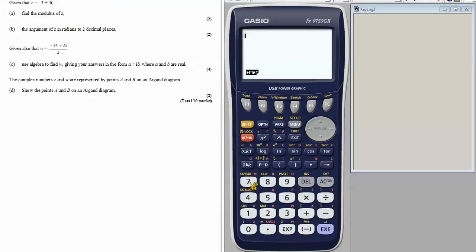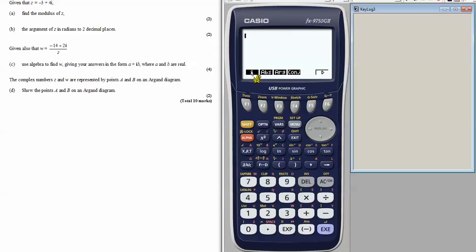So this is a quick video introducing how to use your graphics calculator to do complex numbers, and we're going to do that by just focusing on the start of a FP1 past paper question. So from the main screen, go to Options and then Complex. It gives us all the bits to do with complex numbers.